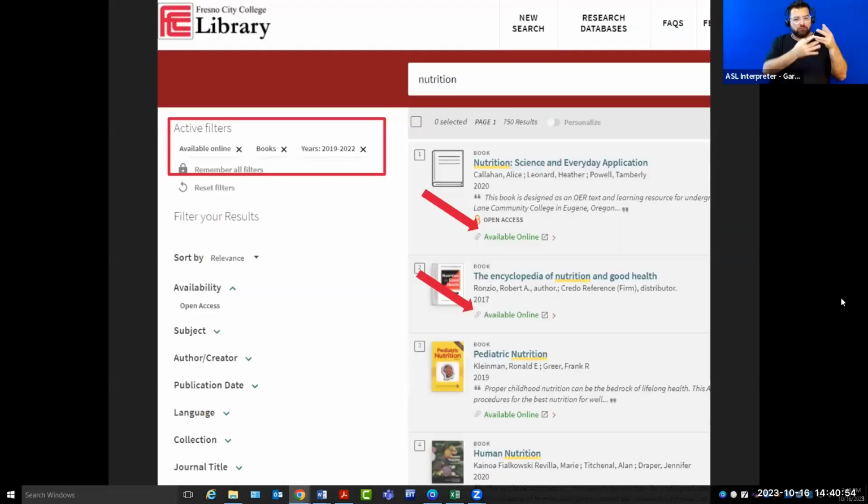So this is just a screenshot of what a search looks like for general nutrition. You can get more specific by adding in keywords, depending on what you're trying to supplement, or what chapter you want to use to supplement your OER. You can see that I've highlighted some of the limiters, and also right below on the left-hand side where it says availability, we do also catalog and include open access or Creative Commons materials in our online catalog.